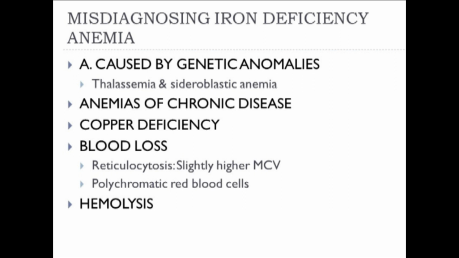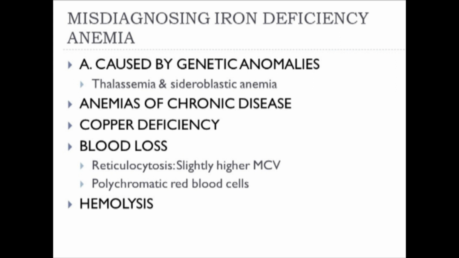Now, there is a danger of misdiagnosing iron deficiency anemia, because similar blood value profiles can occur with genetic abnormalities such as thalassemia or sideroblastic anemia. We also know that anemia of chronic disease can lead to a misdiagnosis. Copper deficiency can also lead to a misdiagnosis, because a lack of copper, if you remember, leads to decreased ceruloplasmin, which is a transport protein, which makes iron unavailable to the body.